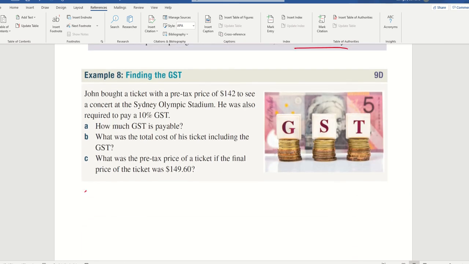So here we go. We've got John buying a ticket with a pre-tax price of $142. So this is before tax. Pre-tax equals 142. To see a concert in the Sydney Olympic Stadium, he's also required to pay 10% GST. So how much GST is payable? GST is equal to 142 times 10% equals 142 times 10 divided by 100 equals $14.20.